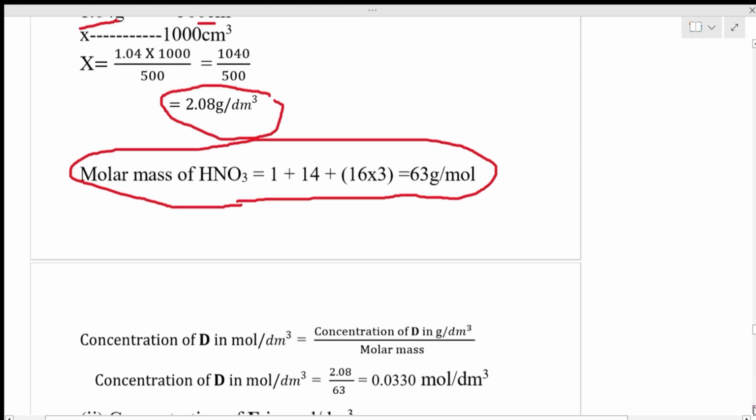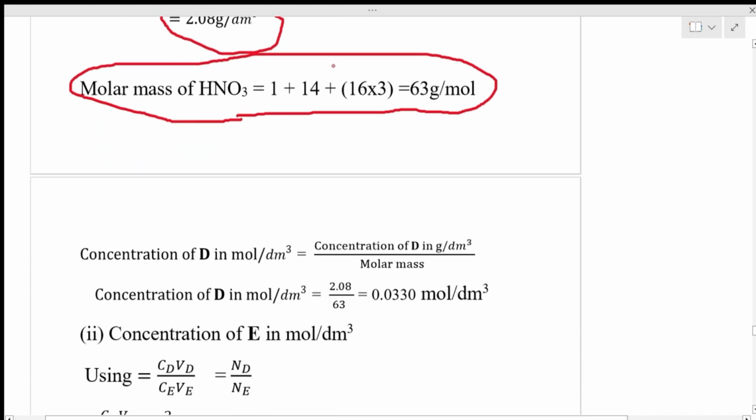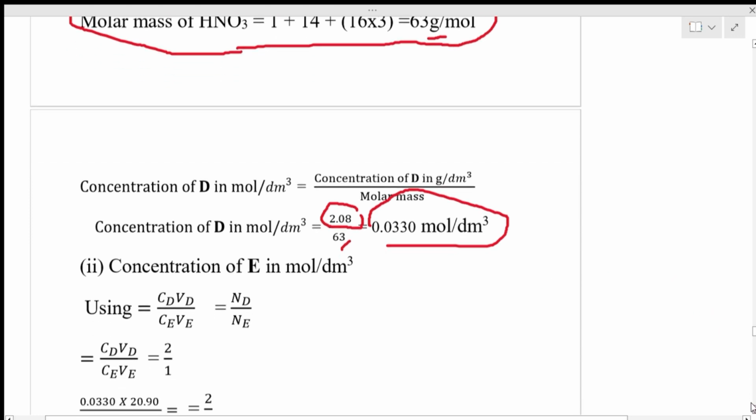So let's quickly continue. All right, you have calculated the gram per mole of HNO3. So let's calculate the mole per dm³. All right, now we have 2.08 divided by 63, giving us 0.0330 mole per dm³. All right, remember, of D. Okay, and we are supposed to calculate this.